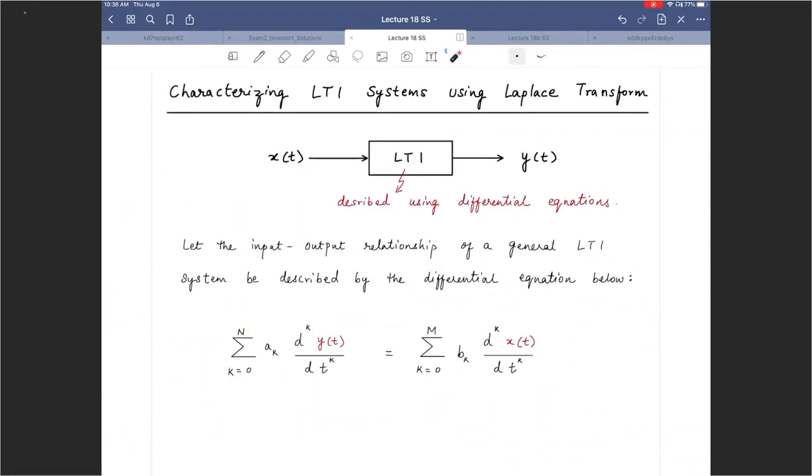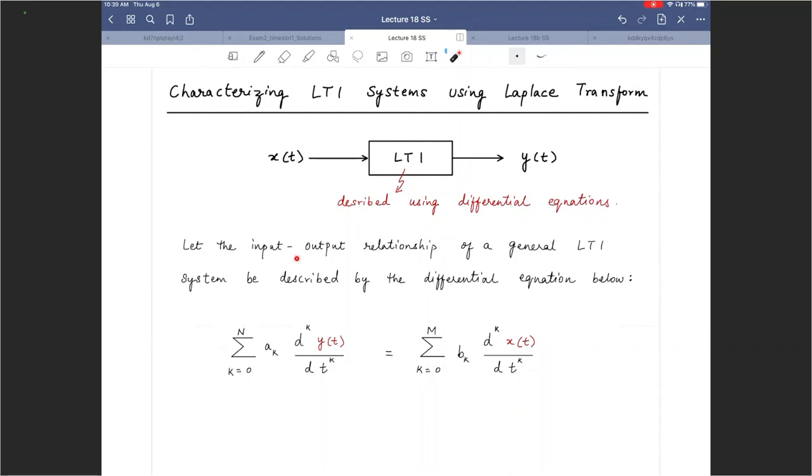Now, let's take a look at characterizing LTI systems using the Laplace transform. Suppose your input is x(t), your output is y(t), and the LTI system is being described in the third way using differential equations. How do I find the output y(t)? For that, I would still need to go to H(s), the transfer function. So let's try to develop a generalized equation for H(s). That's what we are after.